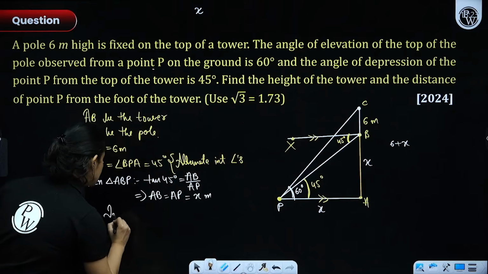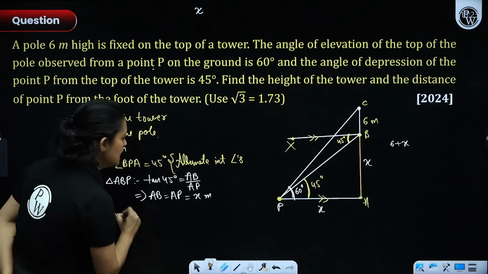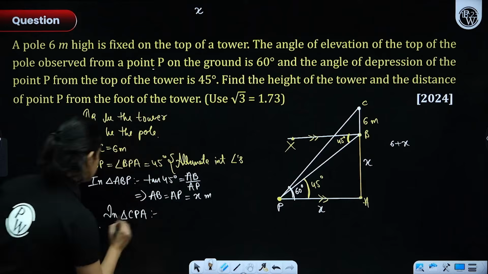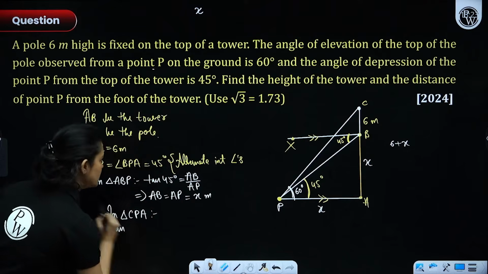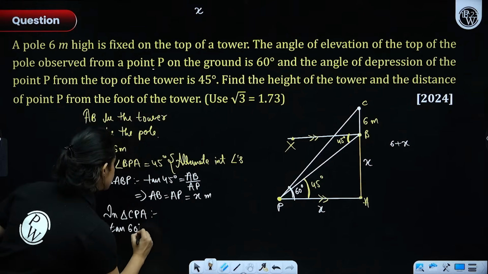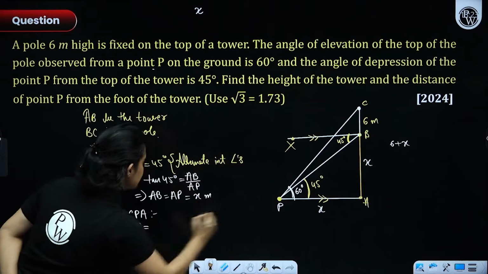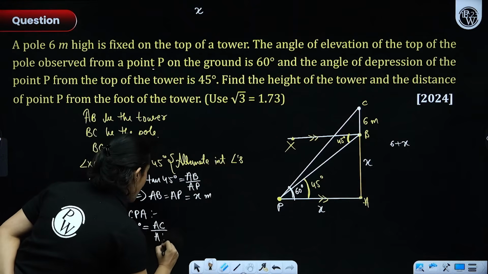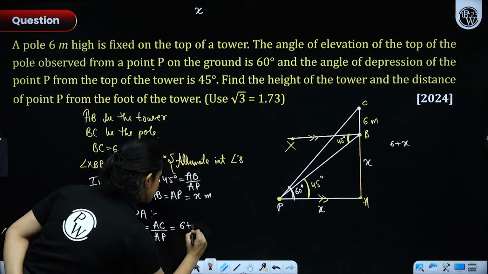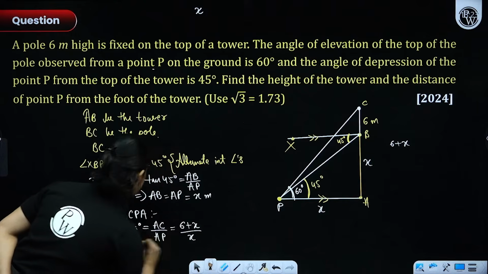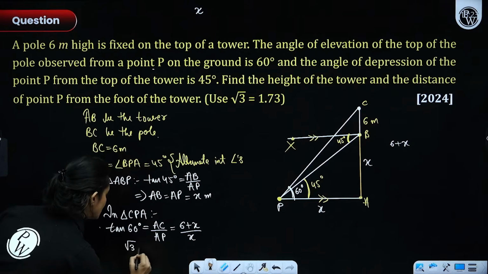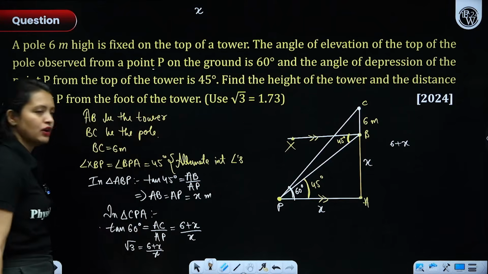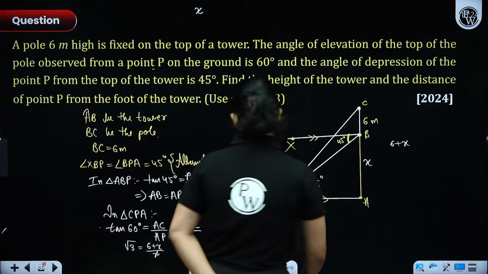So in triangle CPA, tan 60 degrees is equal to CA or AC by AP. I know AC is equal to 6 plus x. I know AP is equal to x, and I know tan 60 degrees is equal to root 3. So root 3 is equal to 6 plus x over x. Okay, everyone? Now, let's just evaluate this here.